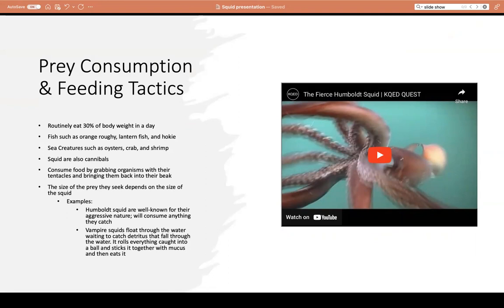So examples are the Humboldt squid, which are well known for their aggressive nature, and they will consume anything they catch. And then we also have a different species, which is the vampire squid. They float through the water, catch detritus, and stick it together with mucus and roll it into a ball before they eat. And on the right, we're going to play a video about the Humboldt squid.